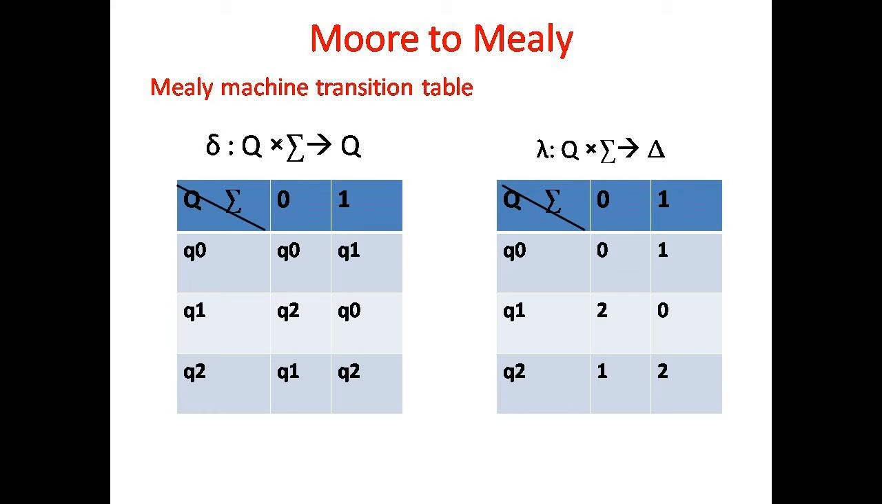Here, Q0 on 0 input symbol produces the output 0. Similarly, Q0 on 1 input symbol produces the output 1, Q1 on 0 input symbol produces the output 2, Q1 on 1 input symbol produces the output 0, Q2 on 0 input symbol produces the output 1, and Q2 on 1 input symbol produces the output 2.